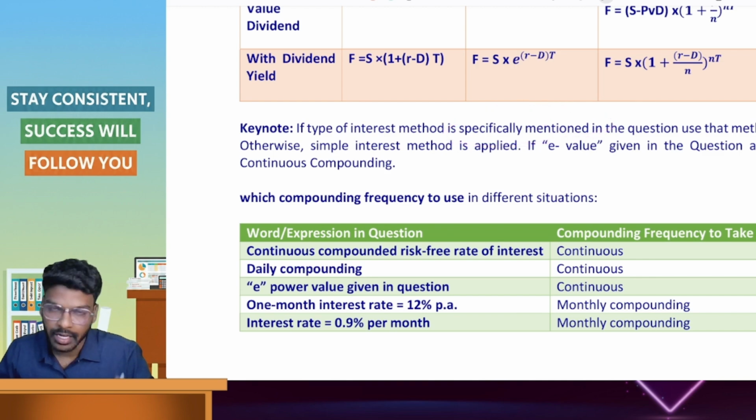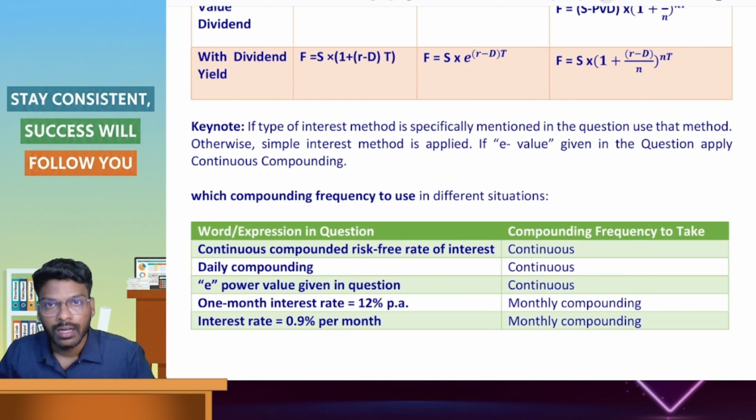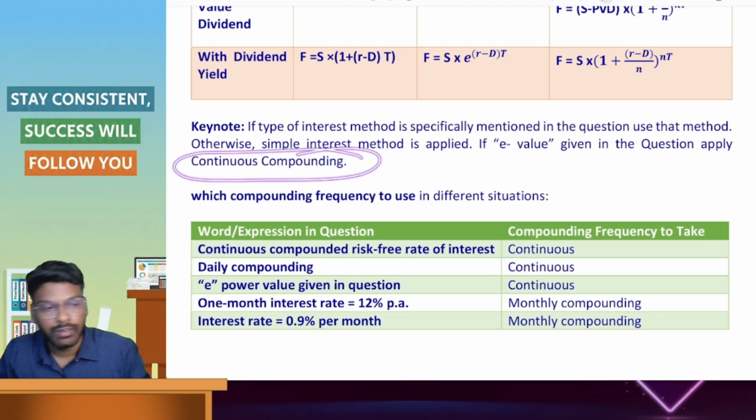Specifically mentioned in the question. In case it is specifically mentioned in the question, we have to use that formula. Okay. A simple interest or a continuous compounding or a monthly compounding. In case nothing is given in the question, the simple interest method is to be applied. If the e value is given in the question, we have to use the continuous compounding formula.